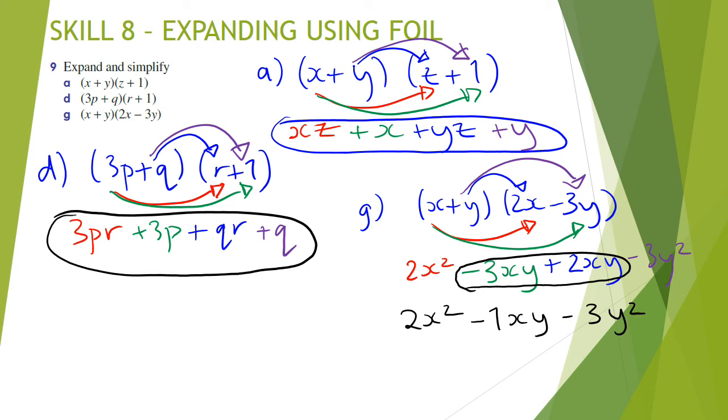Before we write this as our final answer, remember we don't have negative 1 out the front. So let's write it again. 2x squared, take xy, take 3y squared. That's our final answer.